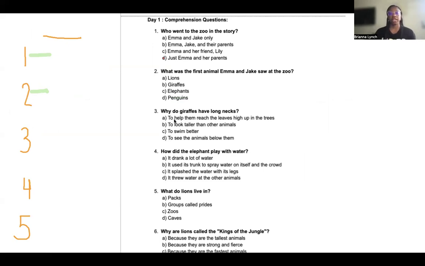To help them reach the leaves high up in the trees. Ooh, wow. A sounds right, right? Because isn't that what they talked about in our story? That sounds like the evidence we found in the story. But let's make sure that we're correct.